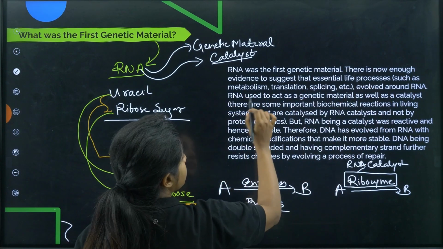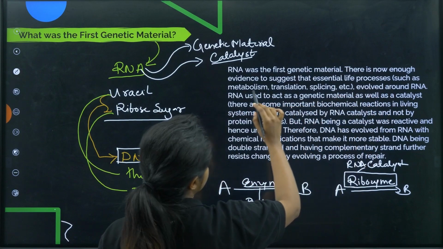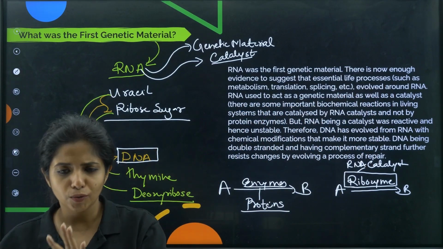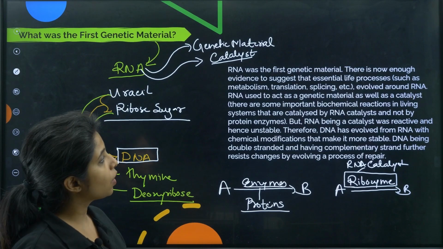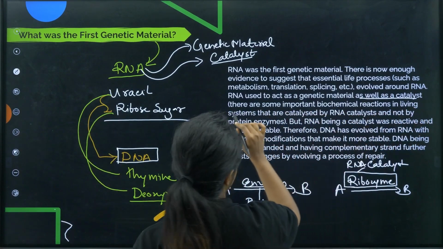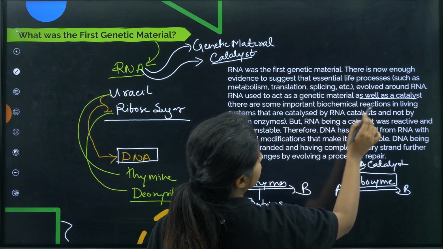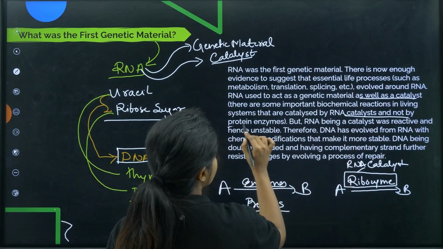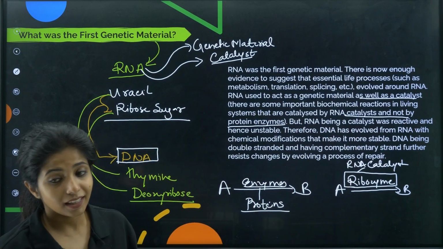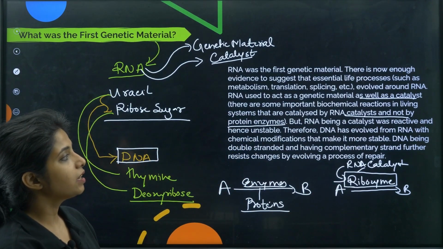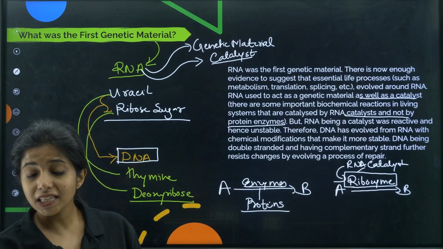Now, RNA was the first genetic material. There is now enough evidence to suggest that essential life processes such as metabolism, translation, splicing as in cutting and things like that, you will get to know about it later, evolved around RNA. RNA used to act as a genetic material as well as catalyst. There are some important biochemical reactions in the living system that are catalyzed by RNA catalyst and not by protein enzymes. Yeah, and one such example is what? Ribozyme, children. Please remember.